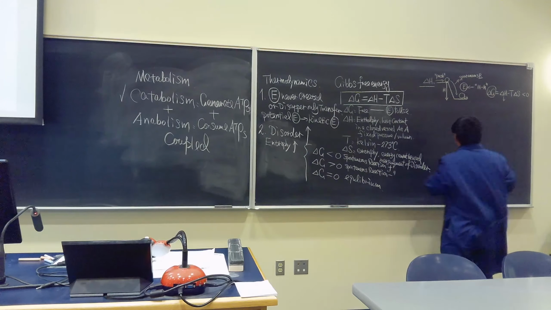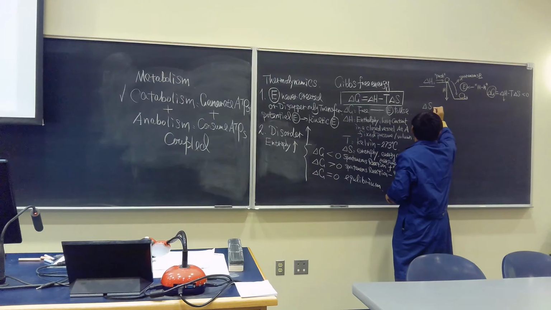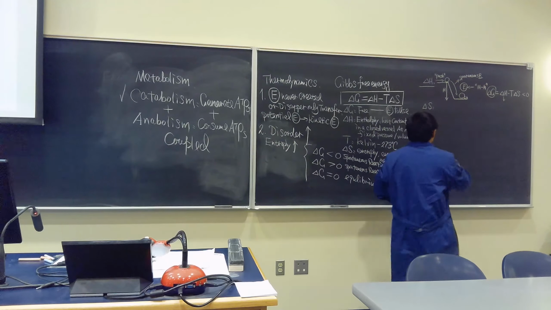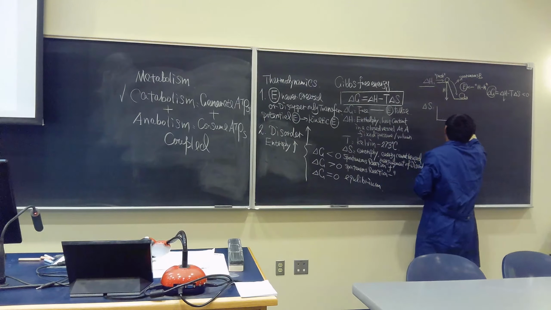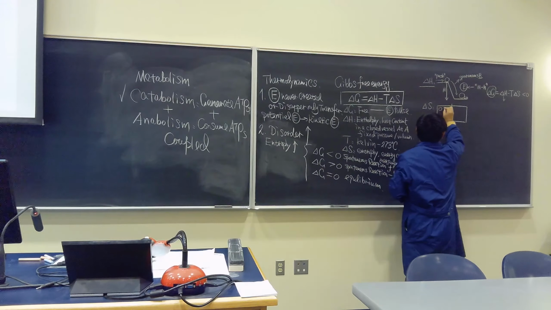Okay, that's called spontaneous reaction. Now the second is delta S. What happened for delta S? This you could explain as a closed vessel. I have a block here, then I have all these chemicals, or you can think about these balls.